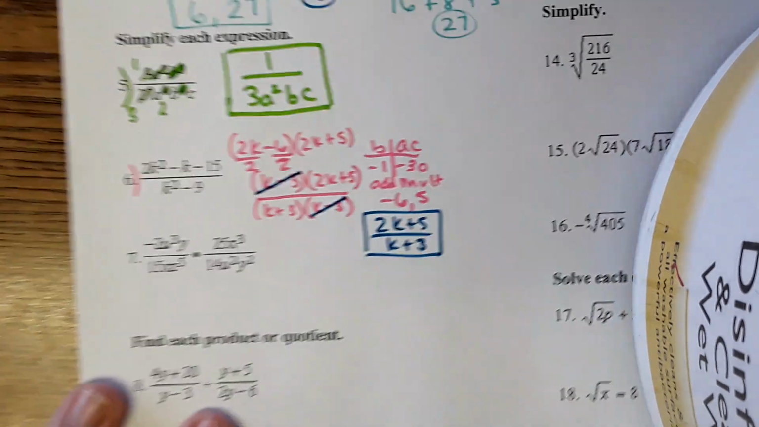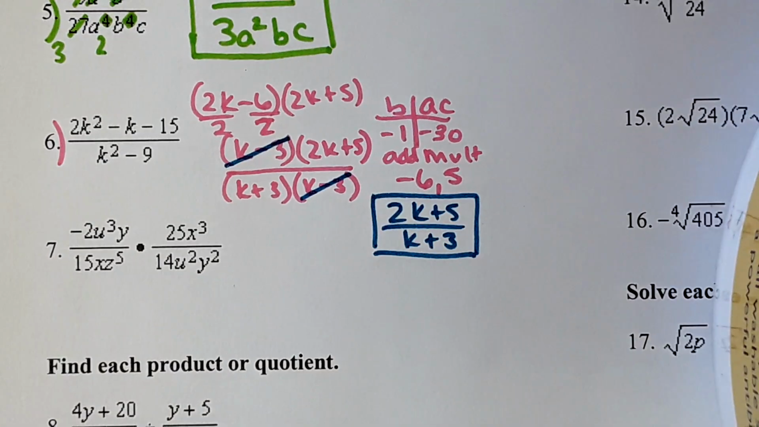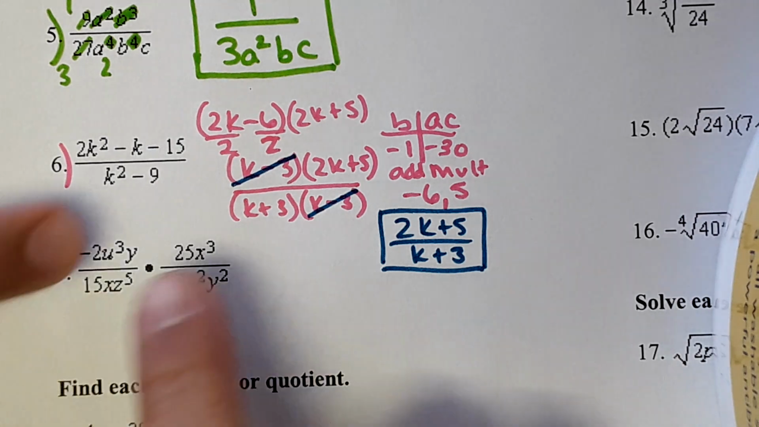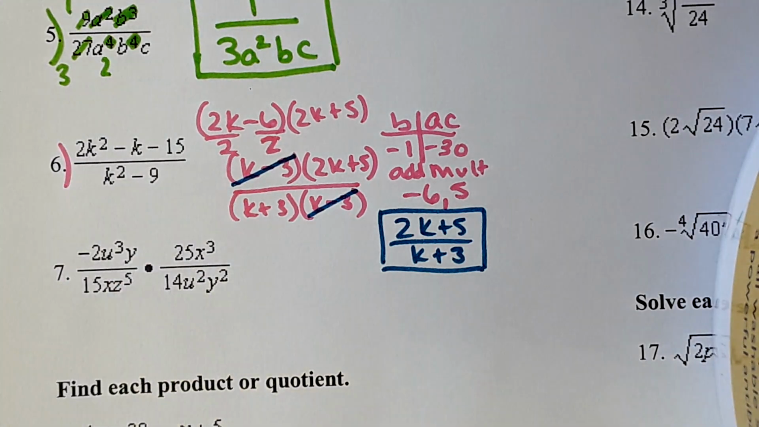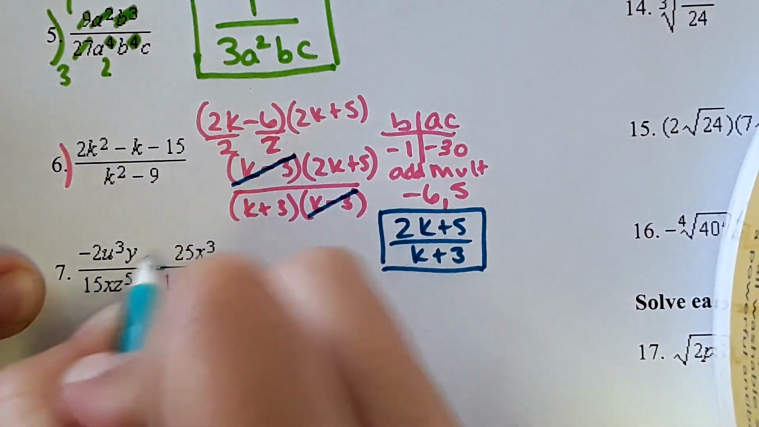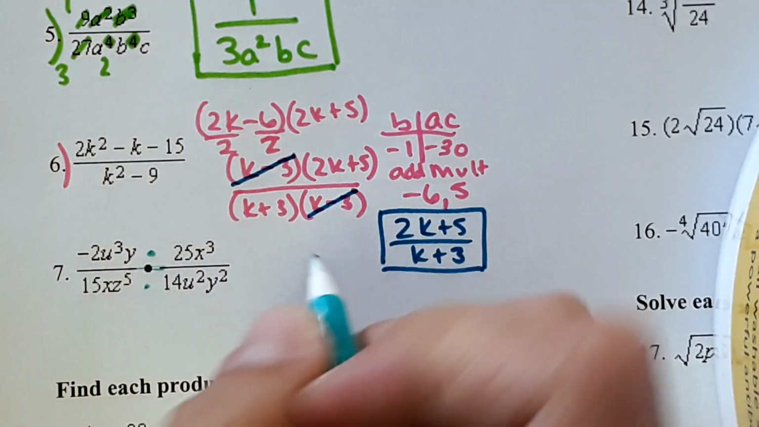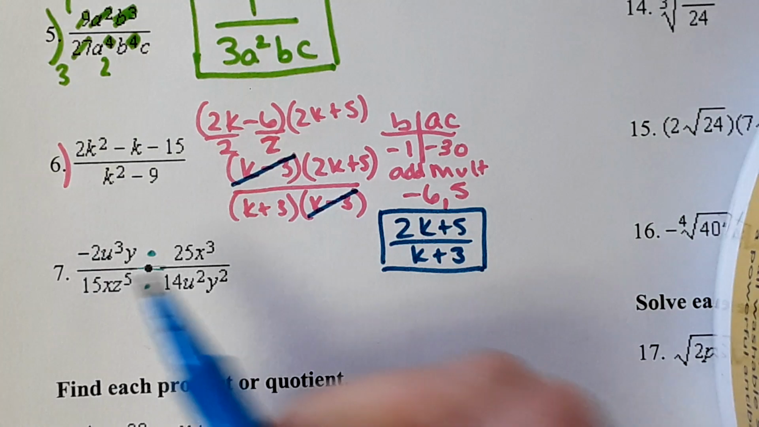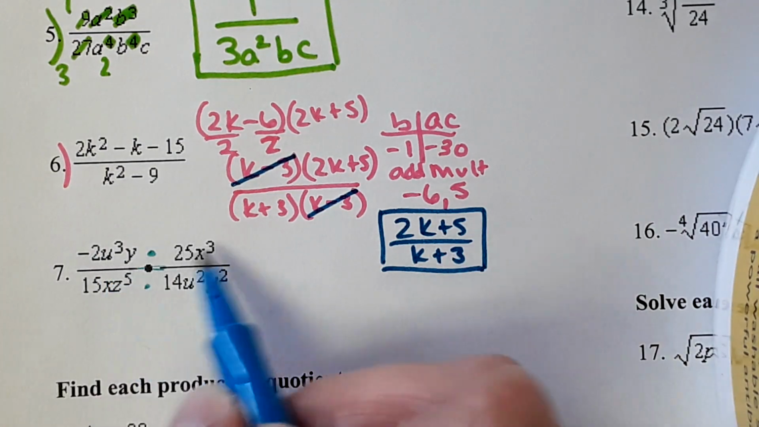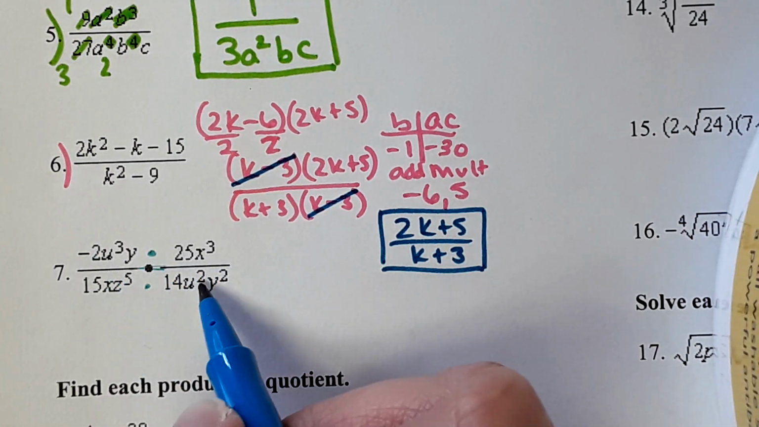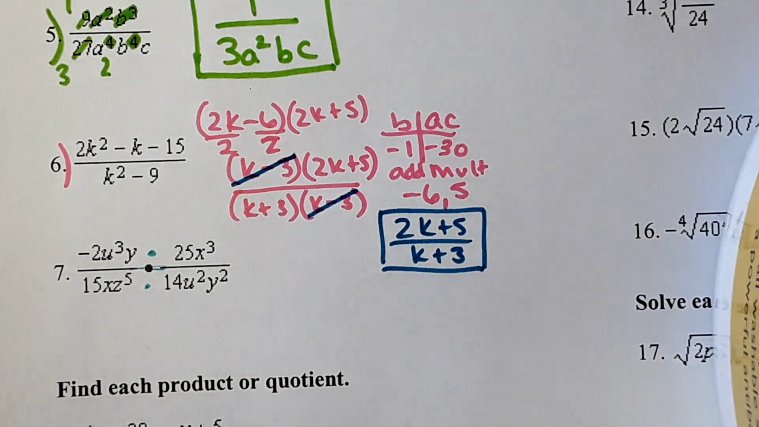Okay. Number 7, we have two fractions here, but we're dealing with multiplication, so it's almost like one big problem, and everything's multiplied by itself. So anything on the top, whether it be this fraction or this fraction, can be canceled with anything on the bottom, and that's what we're looking for.